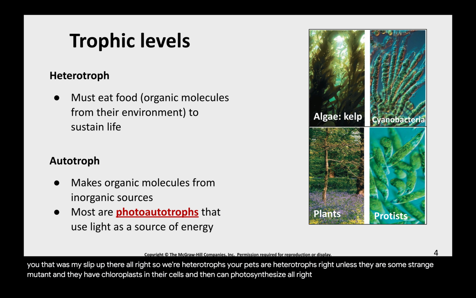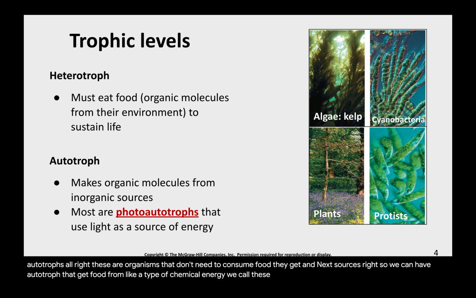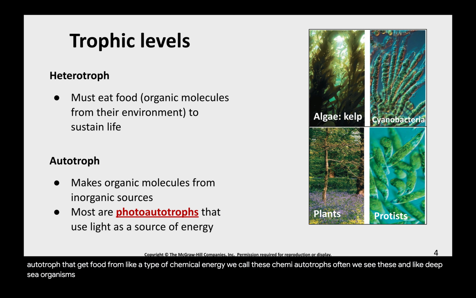Now the autotrophs are organisms that don't need to consume food. They make their own food from inorganic sources. We can have autotrophs that get food from a type of chemical energy. We call these chemoautotrophs, often seen in deep sea organisms. But the organisms we're going to focus on today are photoautotrophs. They are getting their energy using light as their energy source.